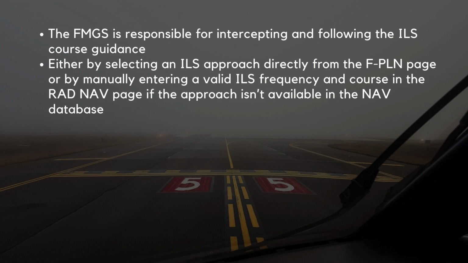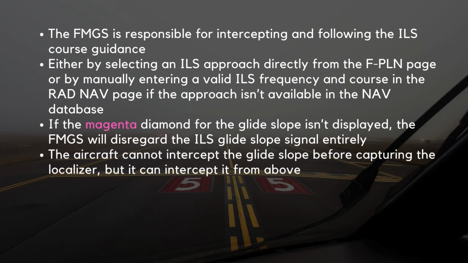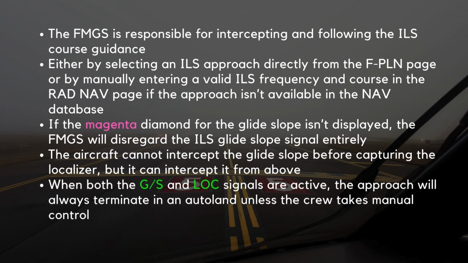nav database. A key point to remember is that if the magenta diamond for the glide slope isn't displayed, the FMGS will disregard the ILS glide slope signal entirely. The aircraft cannot intercept the glide slope before capturing the localizer, but it can intercept it from above. On Airbus aircraft, when both the glide slope and localizer signals are active, the approach will always terminate in an autoland unless the crew takes manual control.